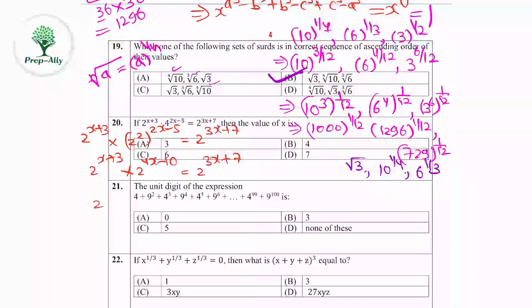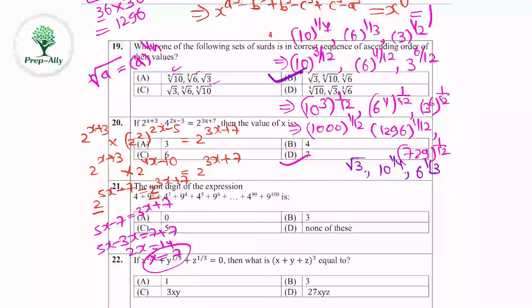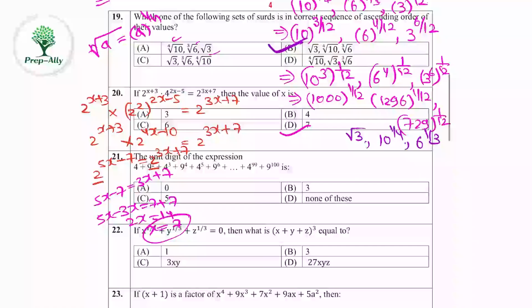Adding the powers, 4x plus x is 5x, and minus 10 plus 3 is minus 7, so we get 2 raised to power 5x minus 7, equal to 2 raised to power 3x plus 7. Here the base is the same, so we have to compare the powers: 5x minus 7 equals 3x plus 7. After rearranging, 5x minus 3x equals 7 plus 7, so 2x is equal to 14, and x is equal to 7. So option D is the correct one for the given problem. This is the solution for question number 20.